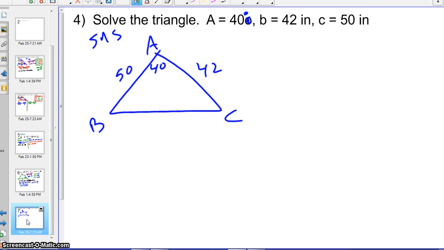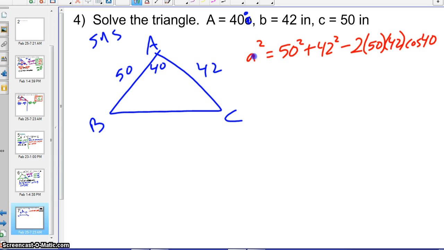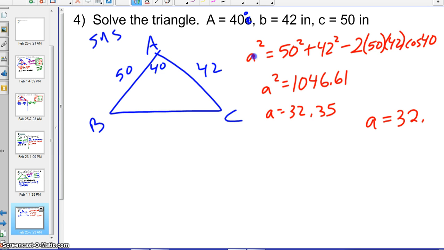So when we plug in this information, we get that A squared is equal to 50 squared plus 42 squared minus 2 times 50 times 42 times cosine of 40. You can just type that into your calculator the way you see it, as long as you use the parentheses. And we get that A squared is roughly 1046.61. We take the square root of that, and we get that A is 32.35, which is roughly 32.4.